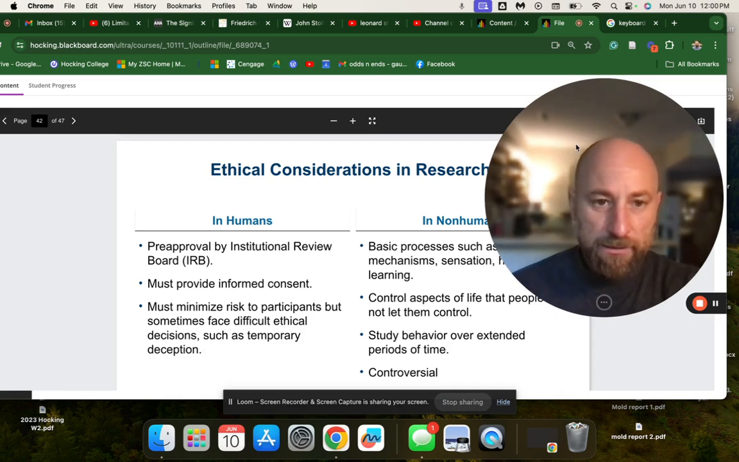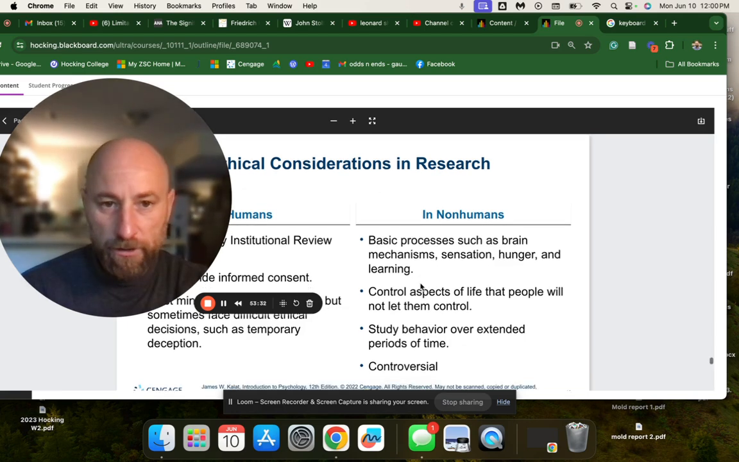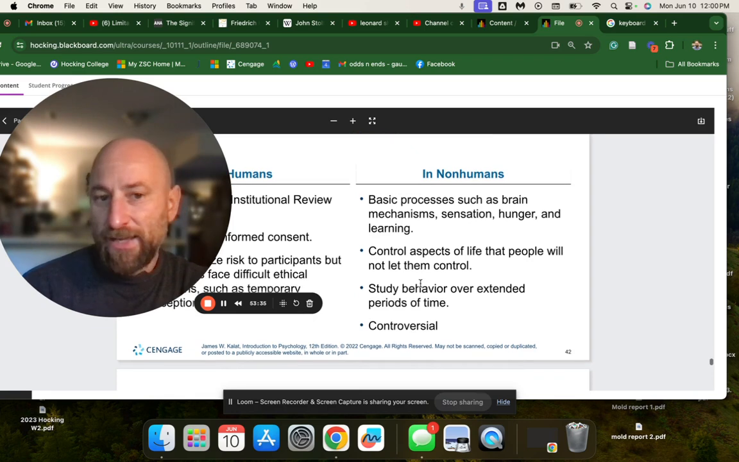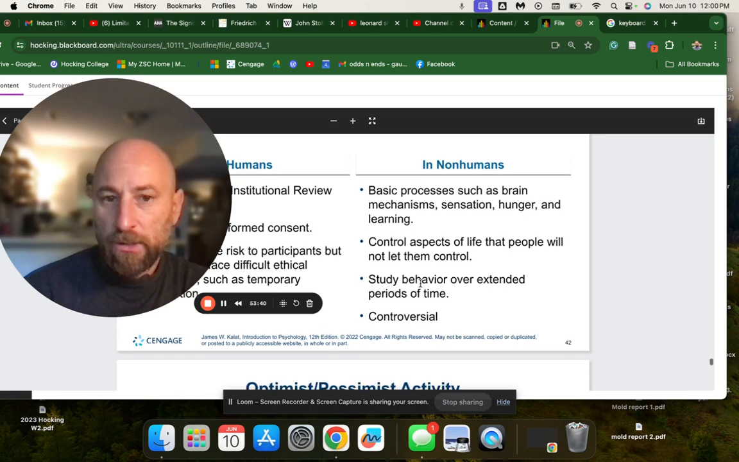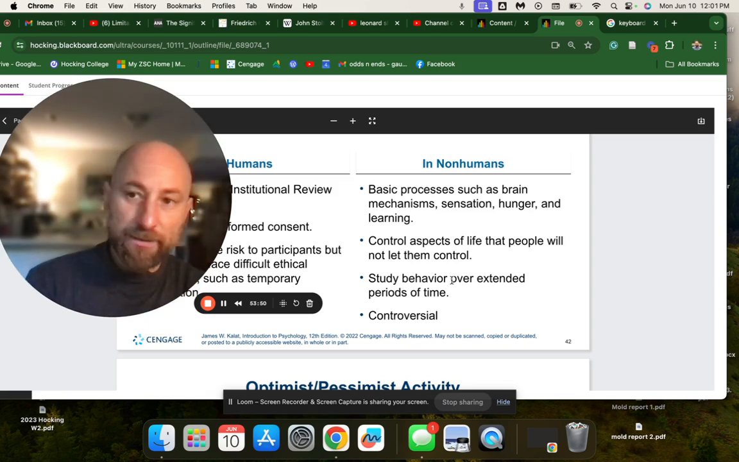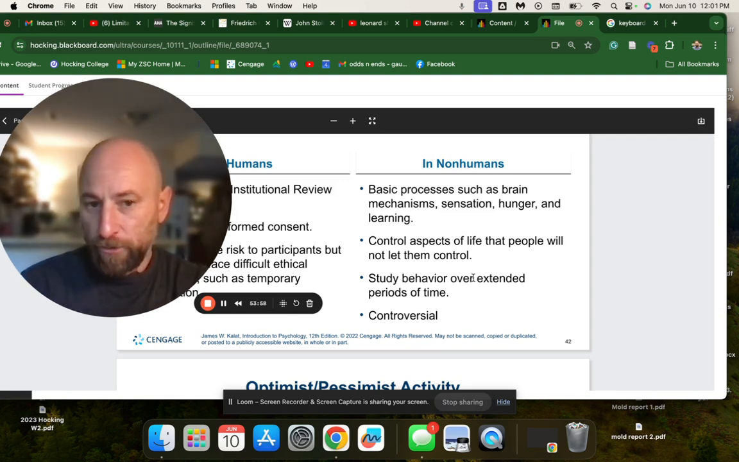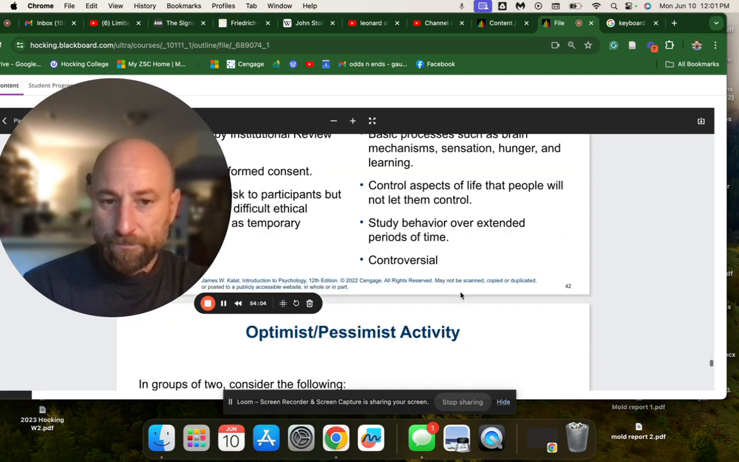In non-humans, basic processes such as brain mechanisms, sensation, hunger, and learning can be studied. Researchers can control aspects of life that people will not let them control. So these are some reasons why we would do research in non-human animals. We can study behavior over an extended period of time. We can study a rat, who doesn't live that long, over the course of its entire lifetime. Animal research is somewhat controversial because of ethical issues, and it still must also face a review board.